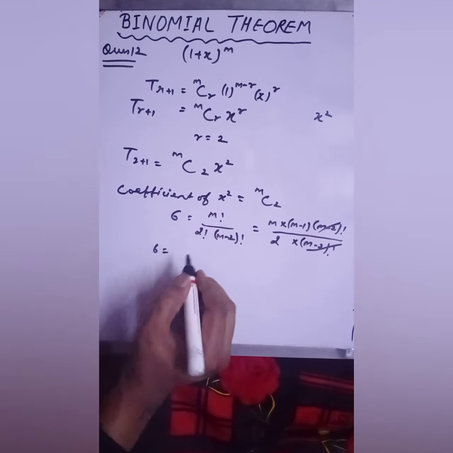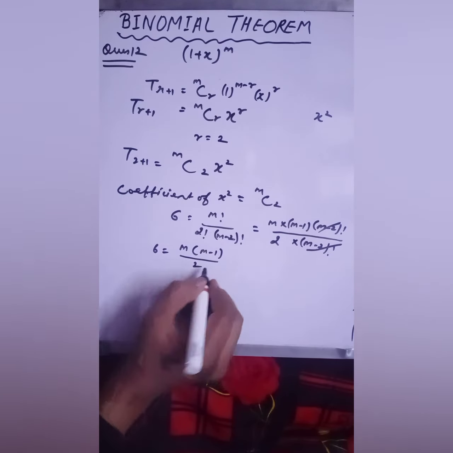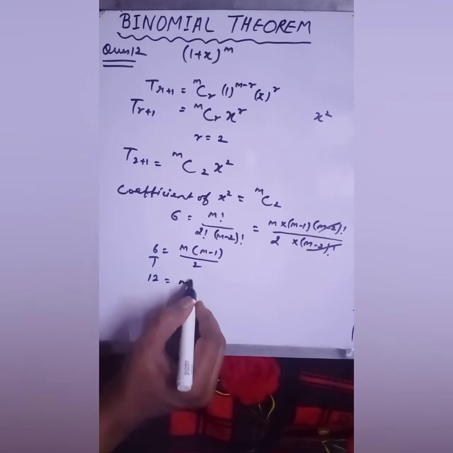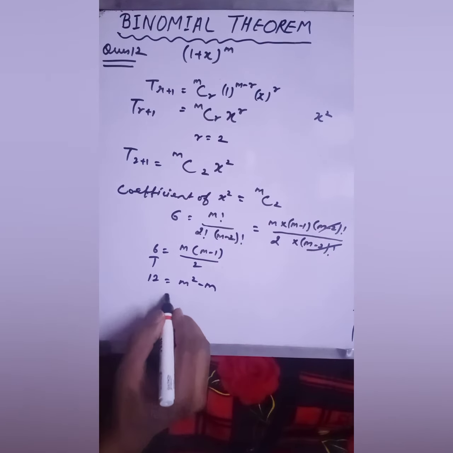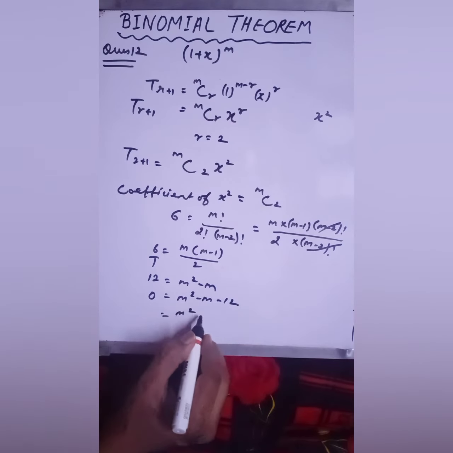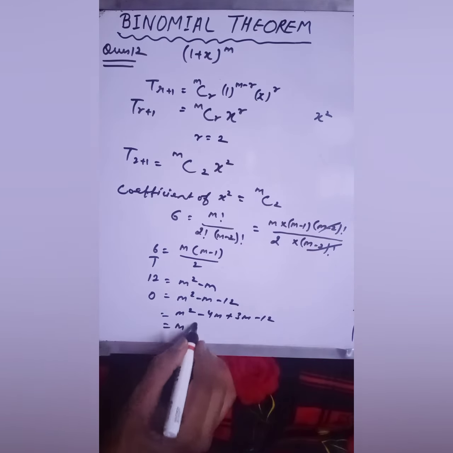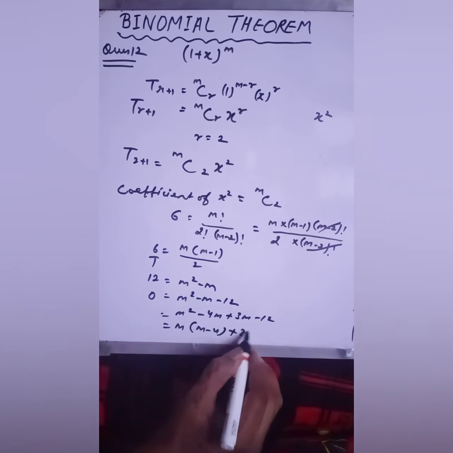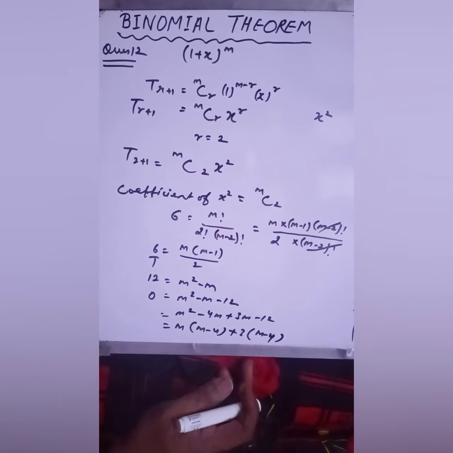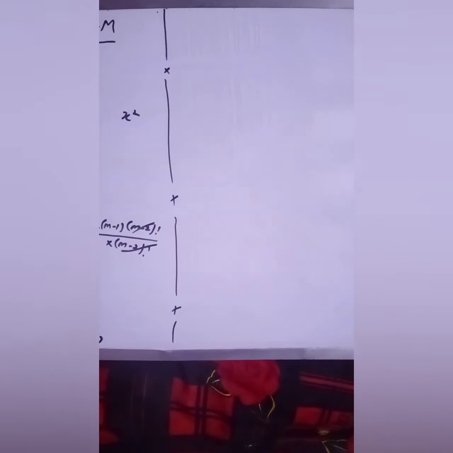And you will get 6 equals m into m minus 1 over 2. Now we have to cross multiply. So 12 equals m square minus m. So here you have to write 0 equals m square minus m minus 12. Just split the middle term. So you have to take m as common, 3 as common. You will get these two, and your final factor would be, just wait, let me solve on the next page.